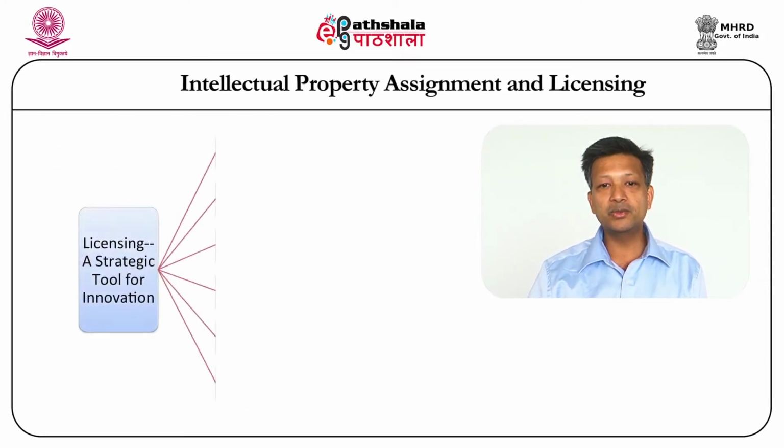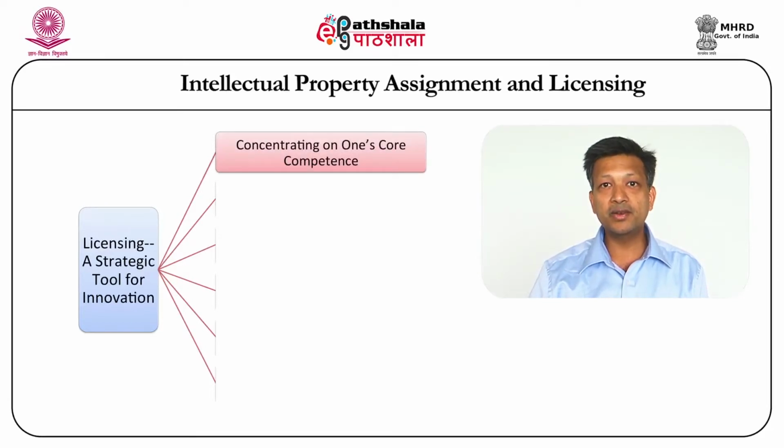Licensing is also a strategic tool for innovation in various ways. First, licensing allows the owner of intellectual property to concentrate on his core competence. For example, there is a research institution. The core competence of that institution is to do fundamental research and make new inventions. That research institution is not usually competent to take the invention to the industry and thereafter to the market. For that, we have industrial houses and marketers. So, licensing allows this research institution to concentrate on its core competence, that is creativity, that is invention.